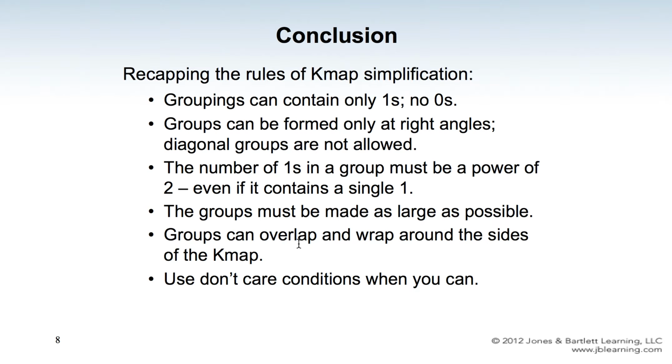The group must be made as large as possible. So in case you have multiple ways to group 1s together, we need to select the largest one possible. Groups can be overlapped and wrapped around the side of the K-map. So we have shown in different examples that the grouping can be wrapped around the edge, or from the top or the bottom, or from the edge of the K-map.